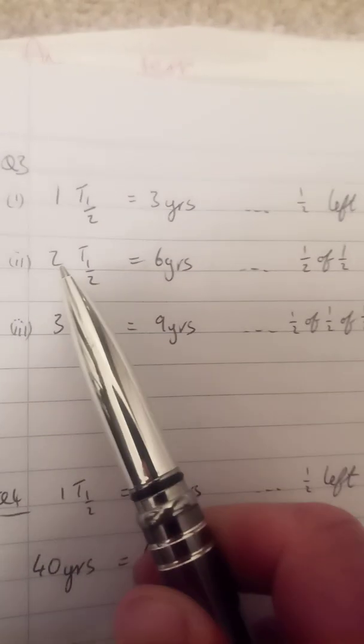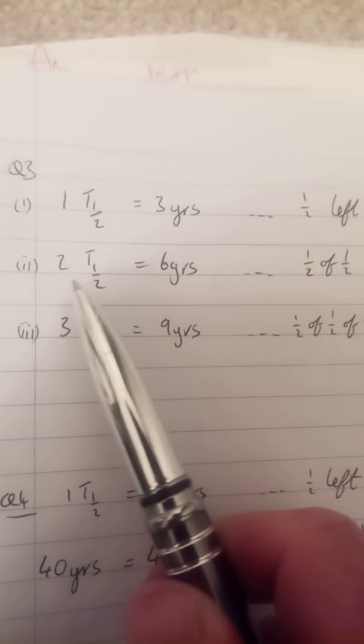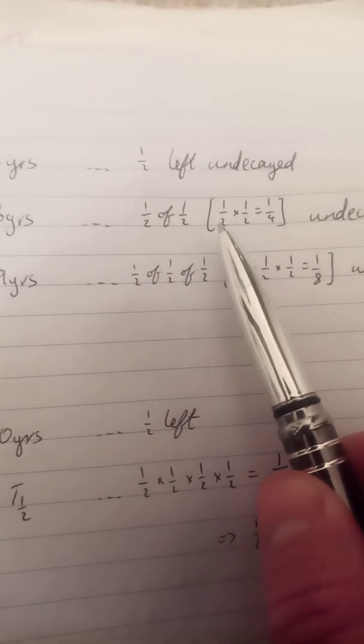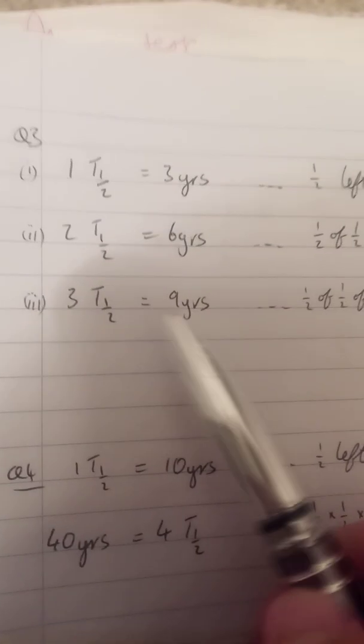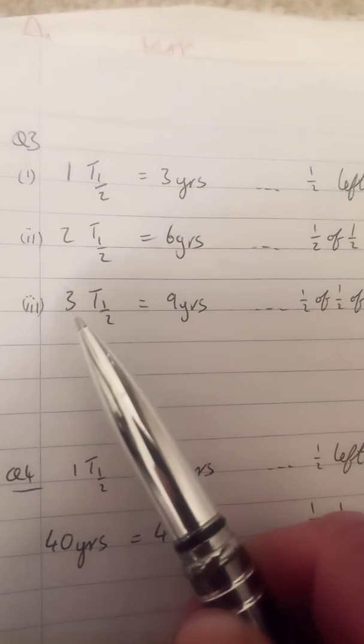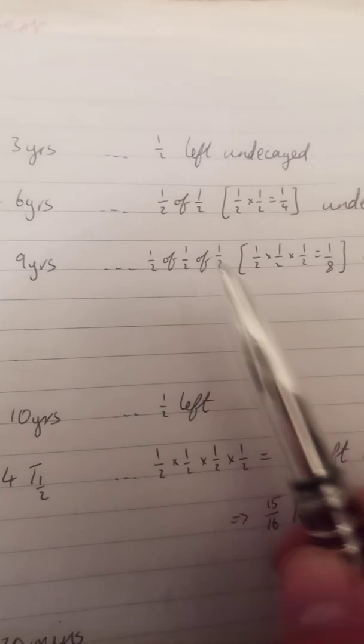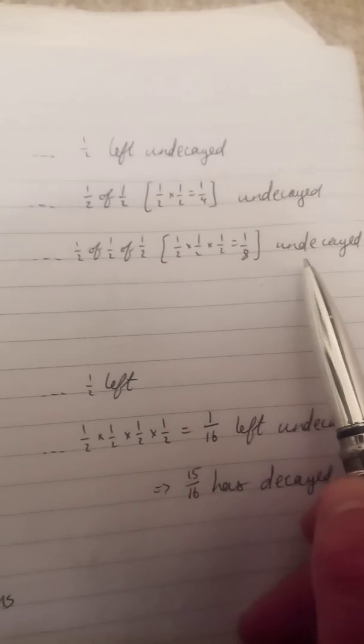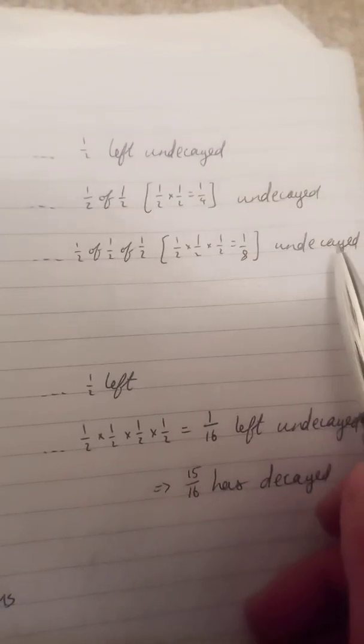6 years is 2 3s, so 2 3 years, so 2 half-lives. So there's half of the half remaining, so that's 1/4 undecayed. And then 9 years is 3 half-lives, 3 3s. So that means we have half of a half of a half, so 1/8 of the radioactive substance is remaining at that point.